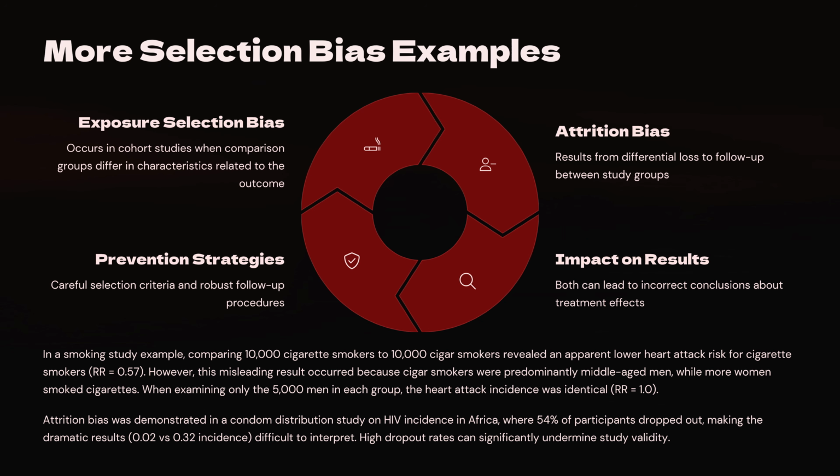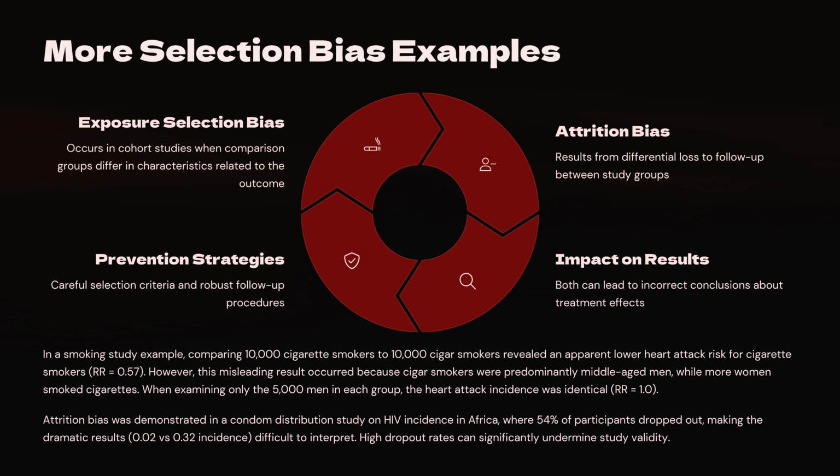Here are some more selection bias examples. So you can have exposure selection bias, meaning that this occurs in cohort studies when the comparisons in the groups differ in characteristics related to the outcome. Okay, you can also have attrition bias, meaning that those lost to follow-up differ between the groups for whatever myriad of reasons or unknown reasons, and both can impact the results, right? They can both lead to incorrect conclusions about treatment effects, and so you need really careful selection of criteria and robust follow-up procedures to prevent these biases.